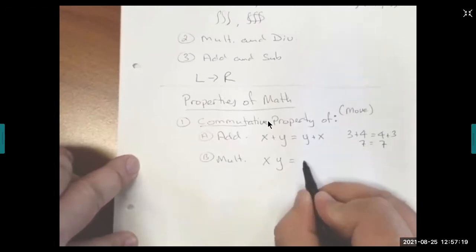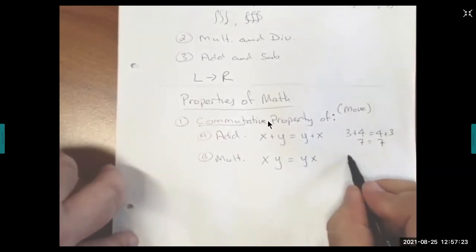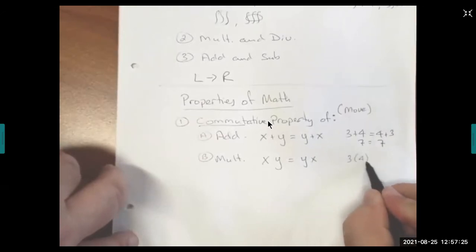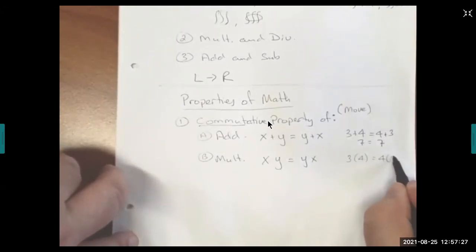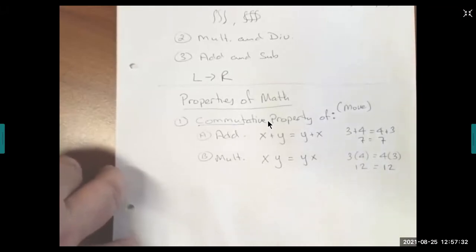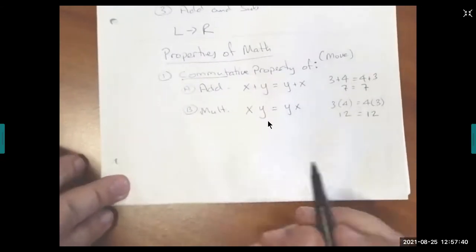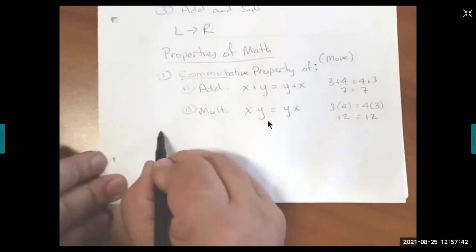Same thing with multiplication. I could swap them around. 3 times 4 is the same thing as 4 times 3. They both equal 12. So it doesn't matter which arrangement you put it in, it's going to give you the same answer. So that's the first property. The second property.